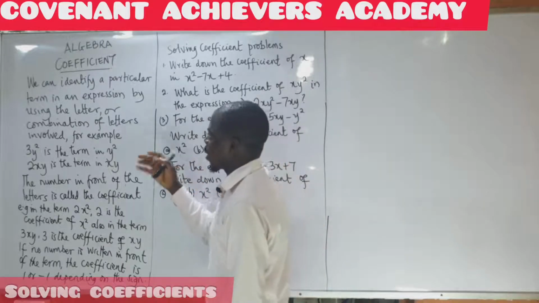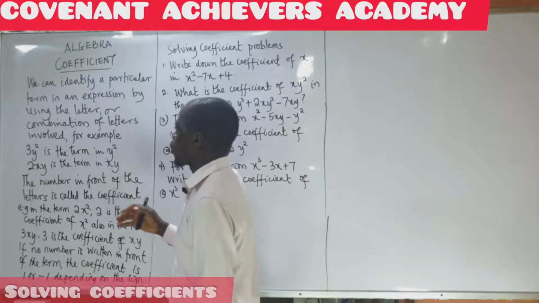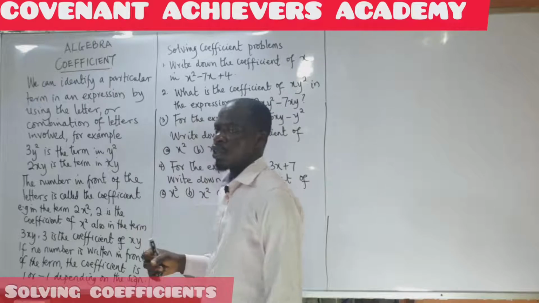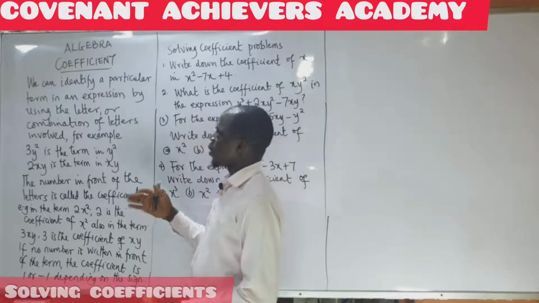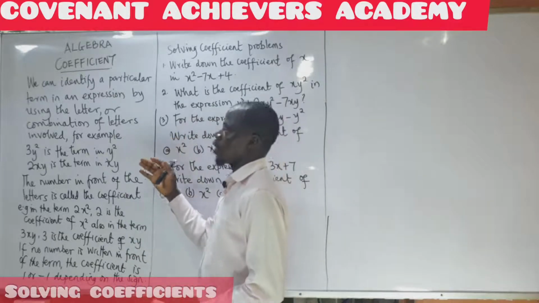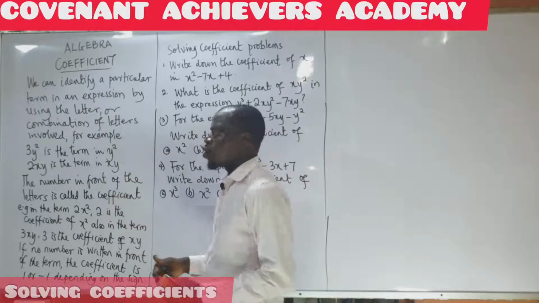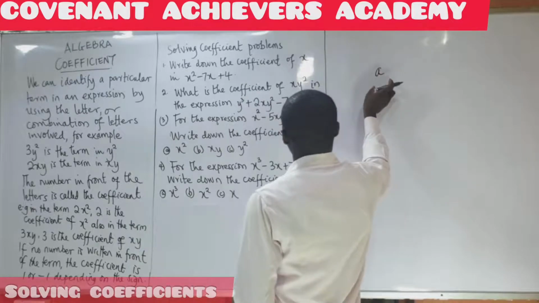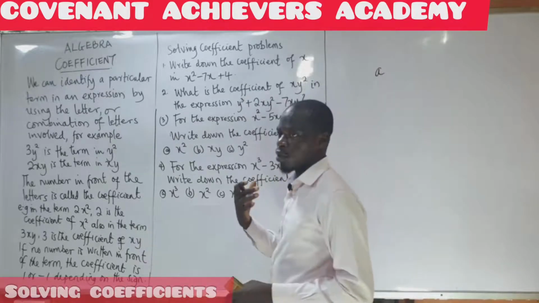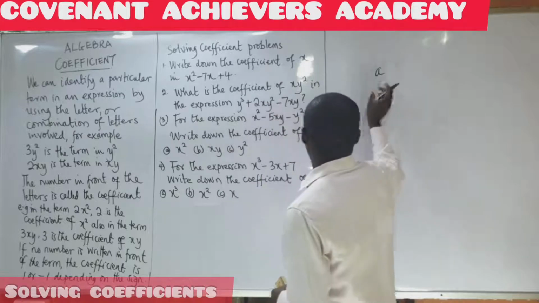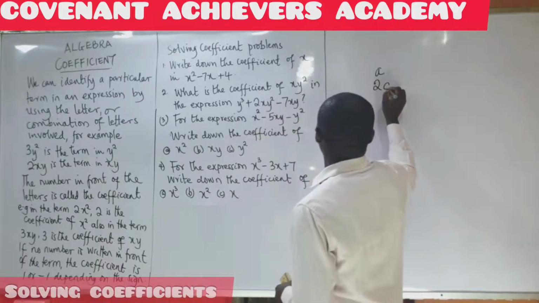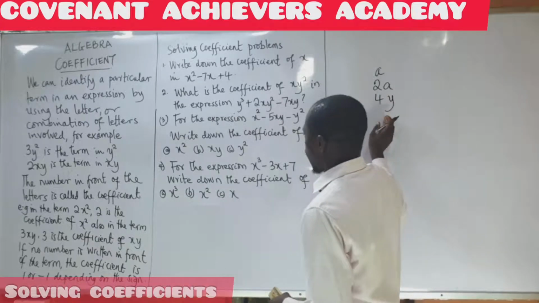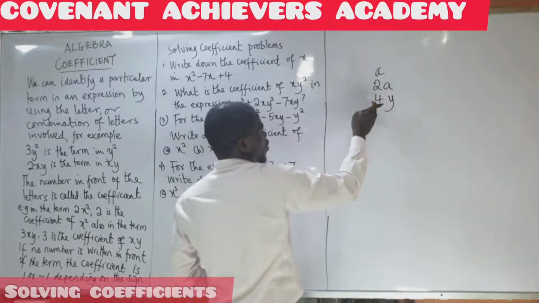Now, we can identify a particular term in an expression by using the letter or combination of letters involved. How will you identify a particular term in an expression by using the letters? When you have your letters, you're having A. We have talked about this in the first lesson, and this is an expression. If you're having 2A, 2A is also an expression. If you're having 4Y, it's also an expression.